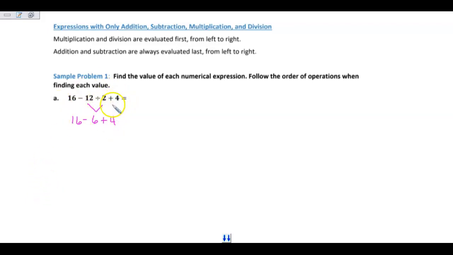There's no more addition, multiplication or division, so we're just going to have subtraction and addition. And remember, we're working left to right, so we're going to do this one first. 16 minus 6 is 10. Bring down my plus 4. And then we have 10 plus 4, and that's 14. Sometimes this is called pizza math, because as you're working down, it creates a wedge. So it's like a slice of pizza.